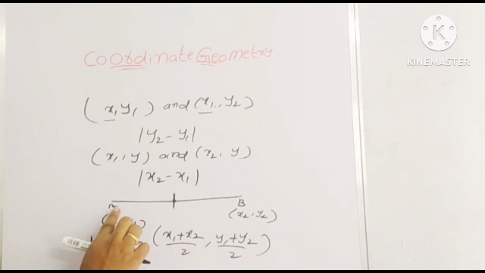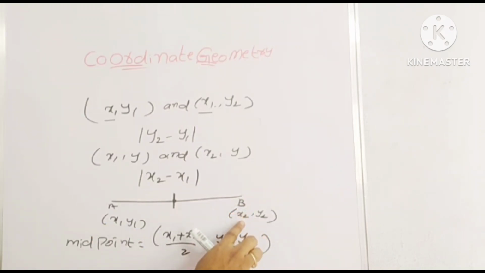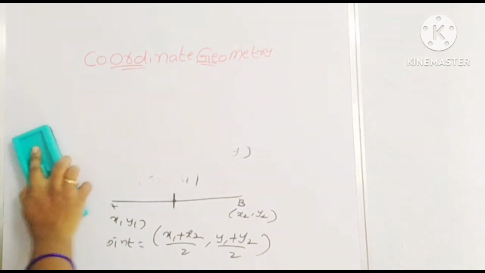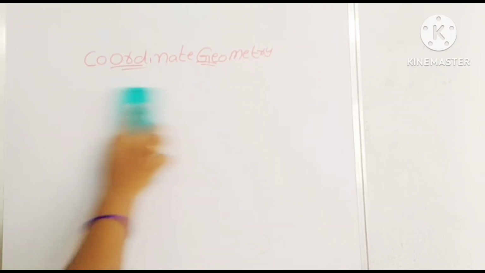The midpoint of the line segment A and B at the points x1 comma y1 and x2 comma y2 is x1 plus x2 by 2 comma y1 plus y2 by 2. This is the formula for the midpoint.